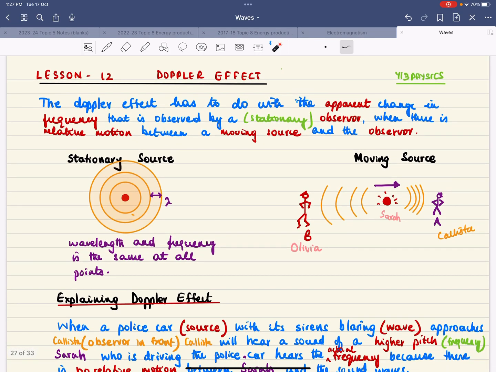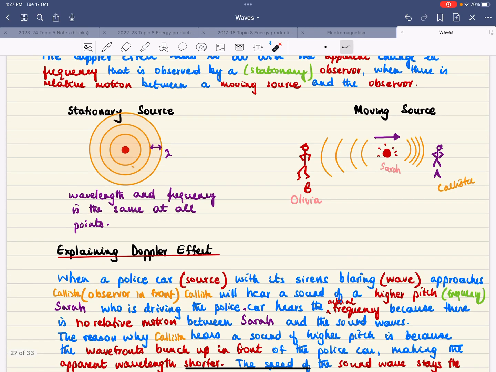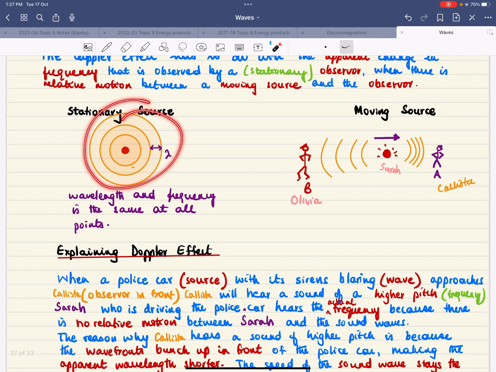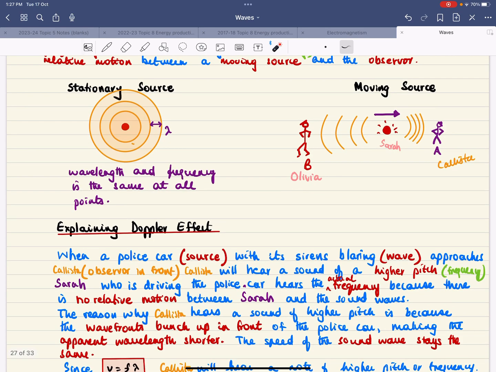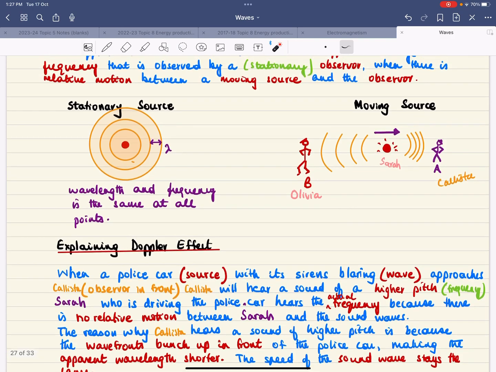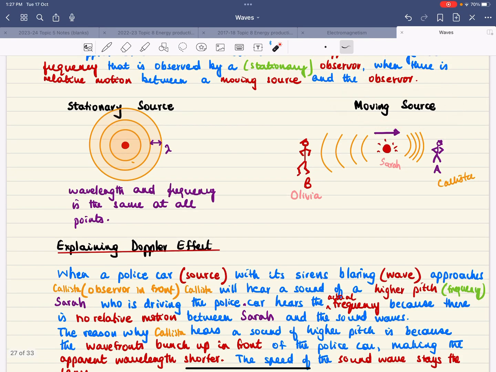So if you have a stationary source that is producing a sound or a wave, it'll go in all directions. However, if the source that is producing the wave is moving forwards, then you'll see that the waves bunch up in front and spread out at the back. Okay, so for the stationary source, the wavelength and the frequency are the same at all points. Now let's explain this Doppler effect. It has to do with a moving source that is also producing a sound.